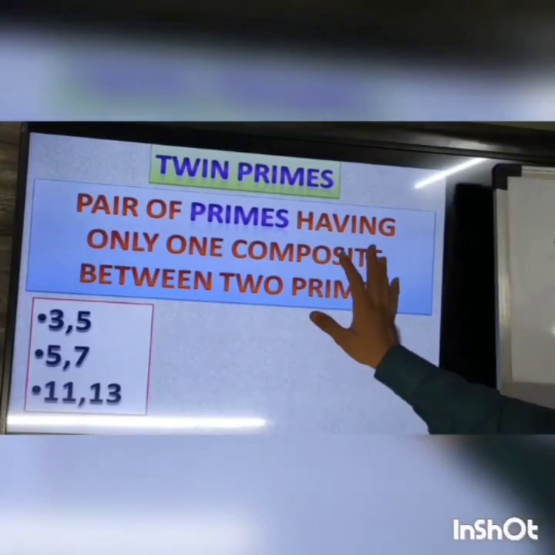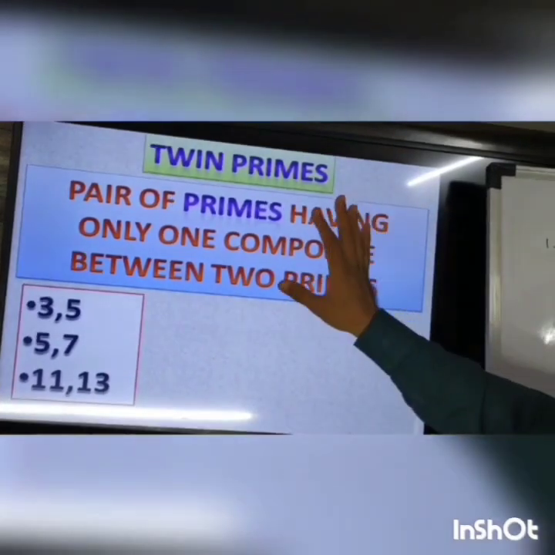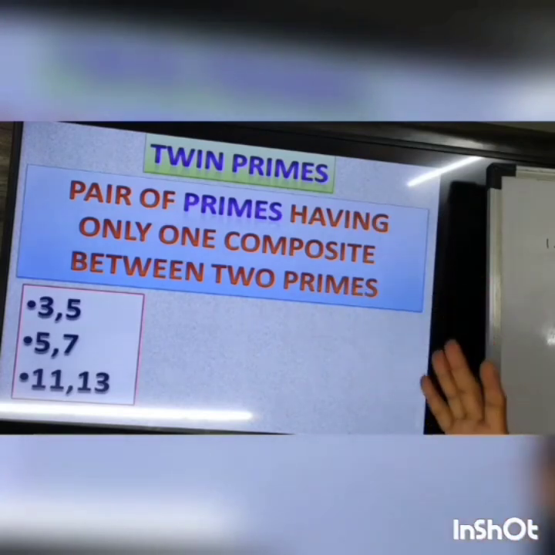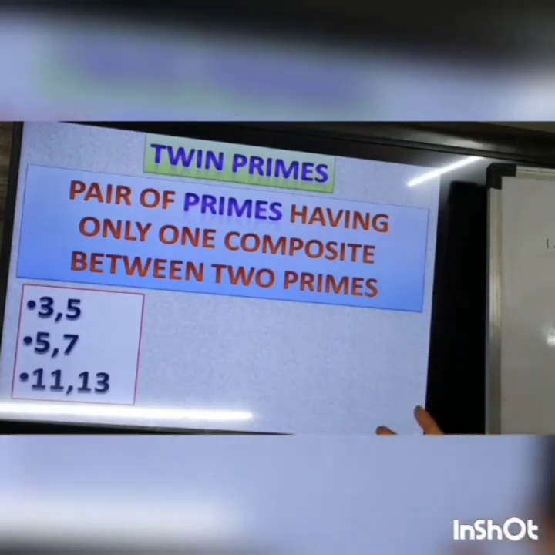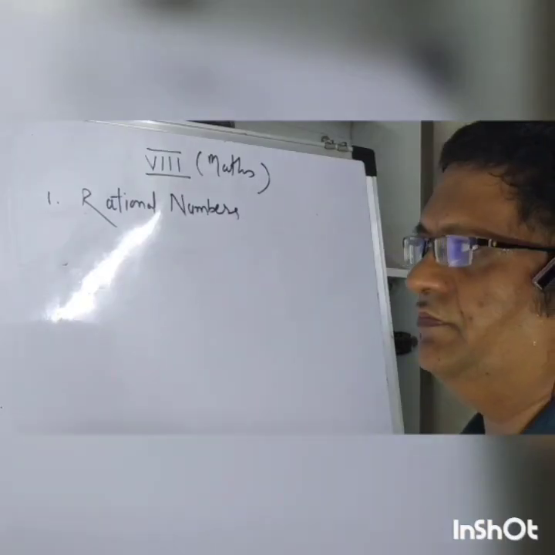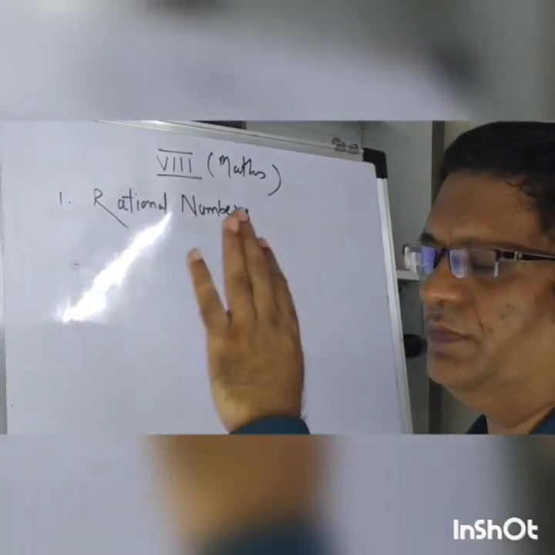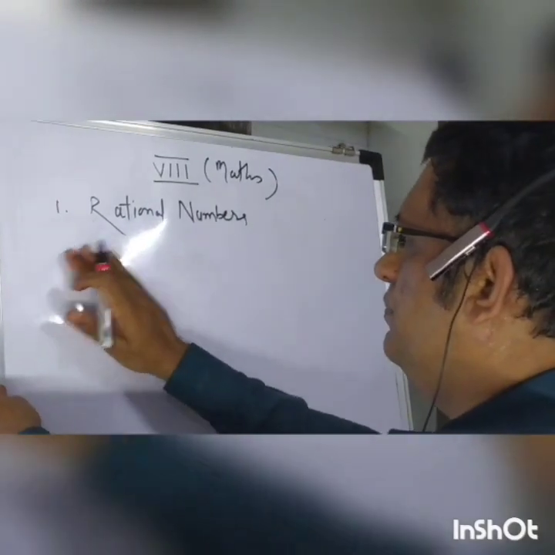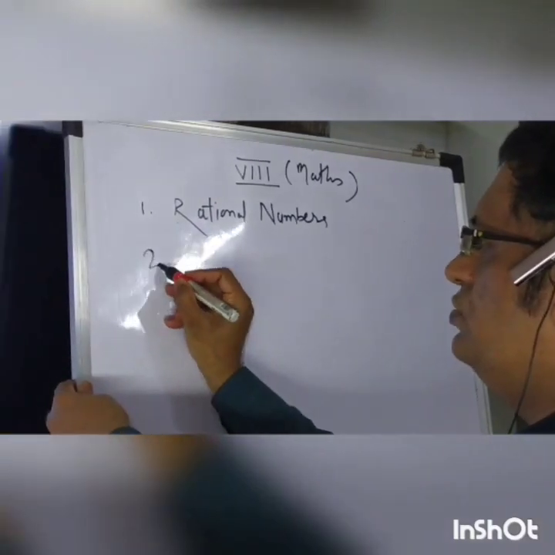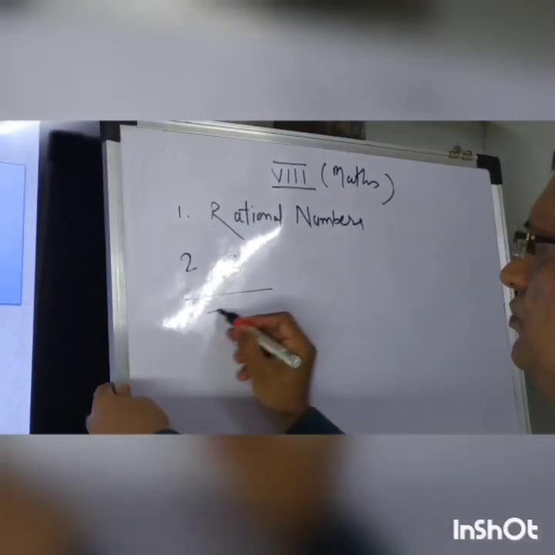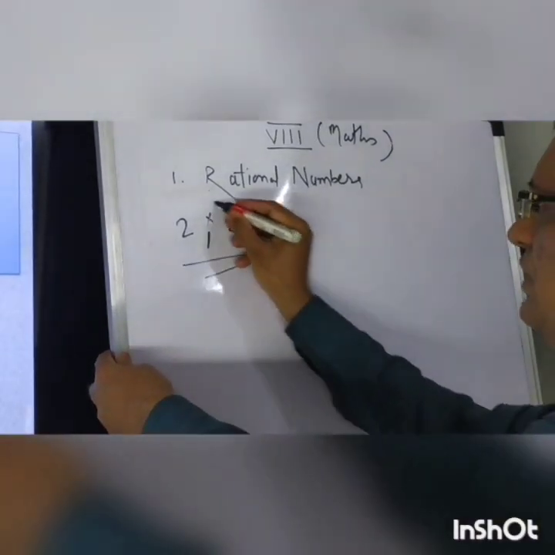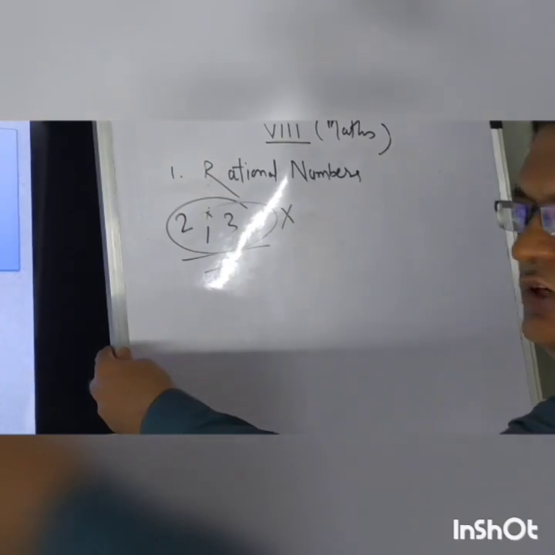Let us see another kind of number, the twin prime numbers. These are pairs of prime numbers having exactly one composite number between them. Let us say 2 and 3. 2 and 3 are continuous numbers. These are not twin primes. Twin primes are prime numbers having one composite number between them. You know the prime numbers start from 2. So for 2 and 3, there is no composite number between them. That is why the pair 2 and 3 is not a pair of twin primes.